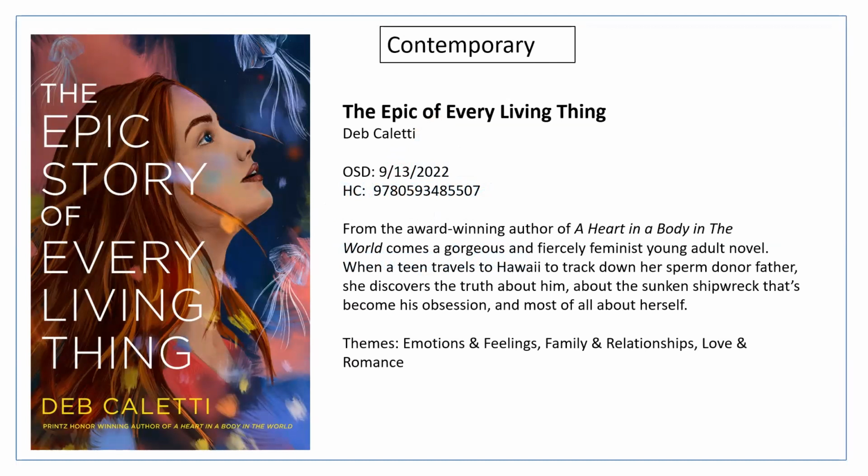From the award-winning author of A Heart and a Body of the World comes a gorgeous and fiercely feminist young adult novel. Harper has lived her whole life with unanswered questions about her anonymous sperm donor father. She's convinced that without knowing him, she can't know herself. When a chance Instagram post connects Harper to a half-sibling, that connection yields many more and ultimately leads Harper to uncover her father's identity. So fresh from a painful breakup and still reeling with anxiety that reached a lifetime high during the pandemic, who can relate to that? Harper joins her newfound half-siblings on a voyage to Hawaii to face their father.